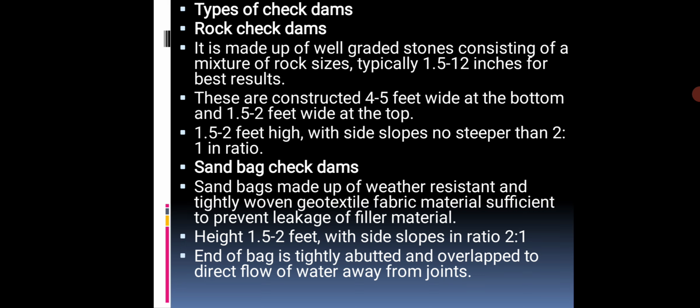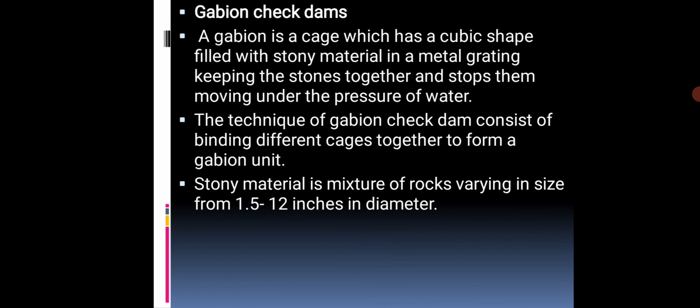Next one, sandbag check dam. Sandbags are made of weather resistant, tightly woven geotextile fabric sufficient to prevent leakage of the fill material. Height is 1.5 to 2 feet and side slope is about a ratio of 2 to 1. Next, the ends of the bags are tightly abutted and overlapped to direct the flow of water away from joints.